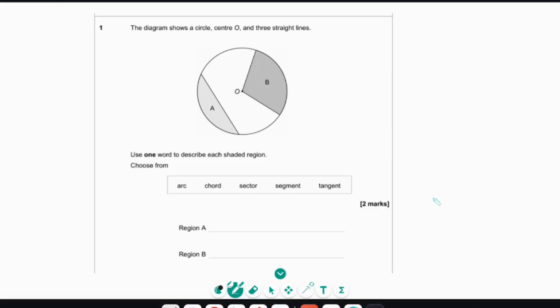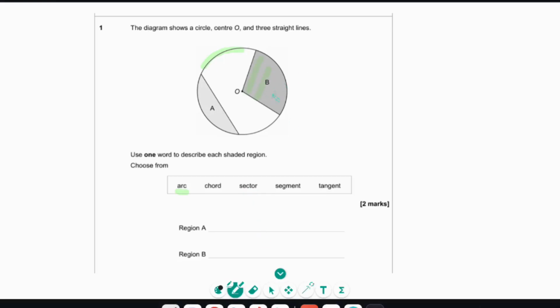The diagram shows a circle, centre O, and 3 straight lines. Use one word to describe each shaded region. Okay, so the first one is referring to an arc. An arc is part of the circumference. Chord. This is a chord, that's a straight line there. Sector. Okay, a sector is part B.